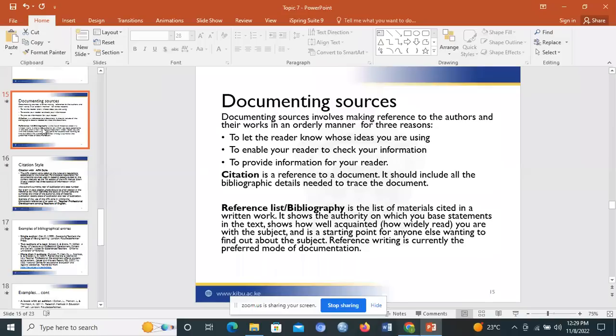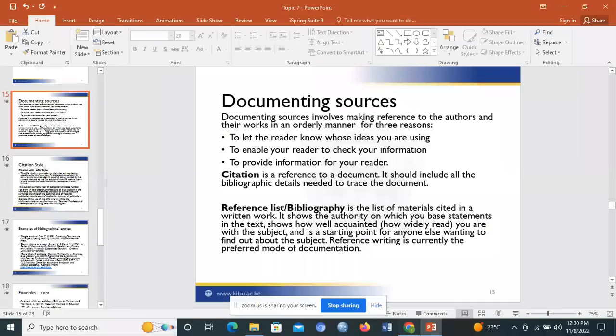We have said, number one, to help the reader to know whose ideas we are using. Number two, to help the reader to check this information for themselves. If they want to follow you and find out what you are saying, what is right? Was this information actually from this source? They can do that because of the way you have documented information. And number three, to provide information for your reader.